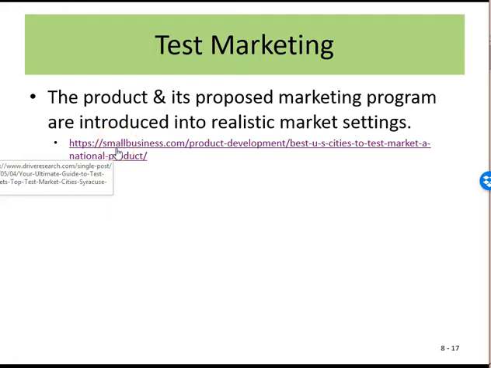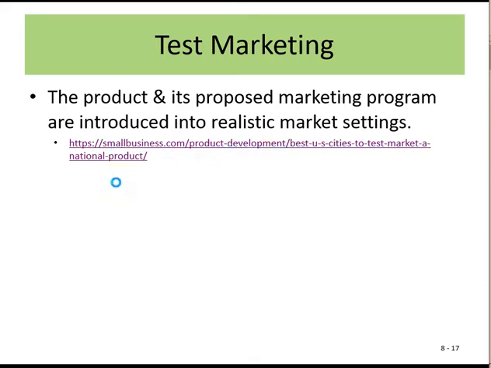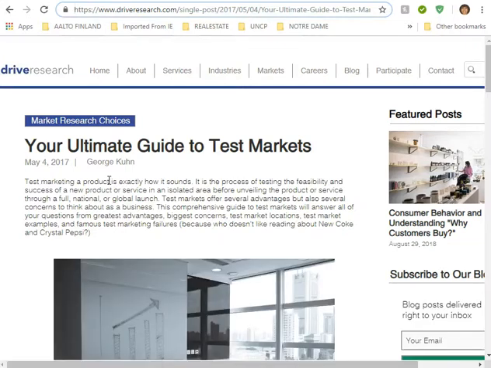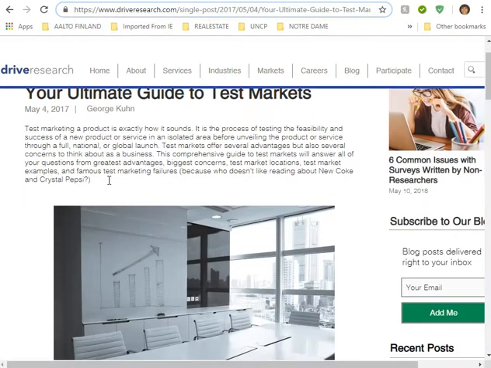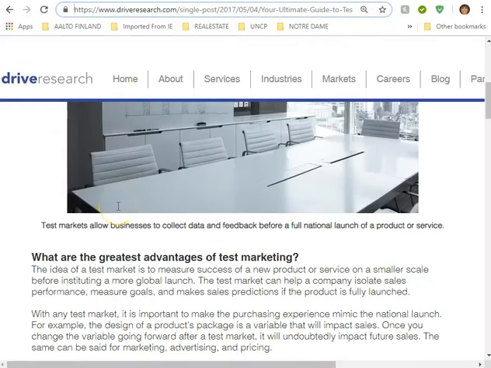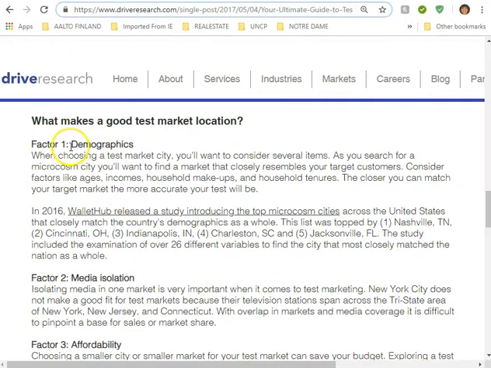So I've put a couple of links here. Let's go to this first one, smallbusiness.com: Best U.S. Cities to Test Market a National Product. Again, this is assuming that you are testing a national product. So you want to find the places that are most likely to reflect the entirety of the U.S. population. This talks about all of that information, and then what makes a good test market location.